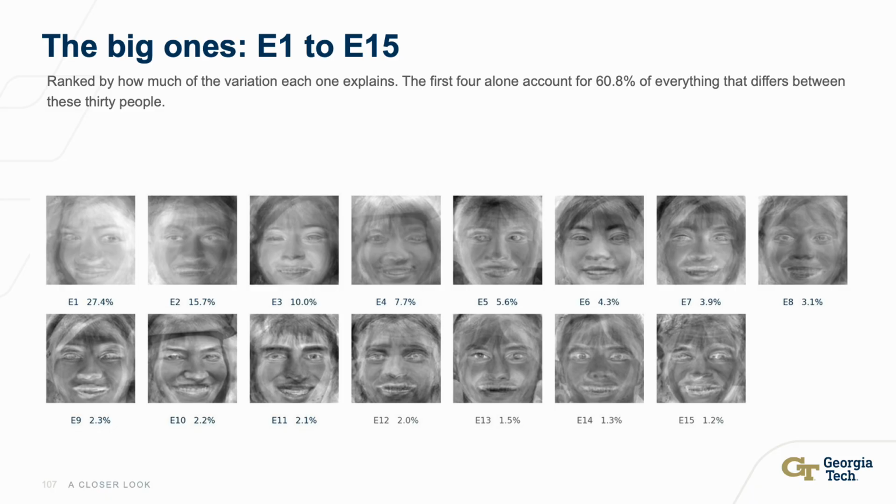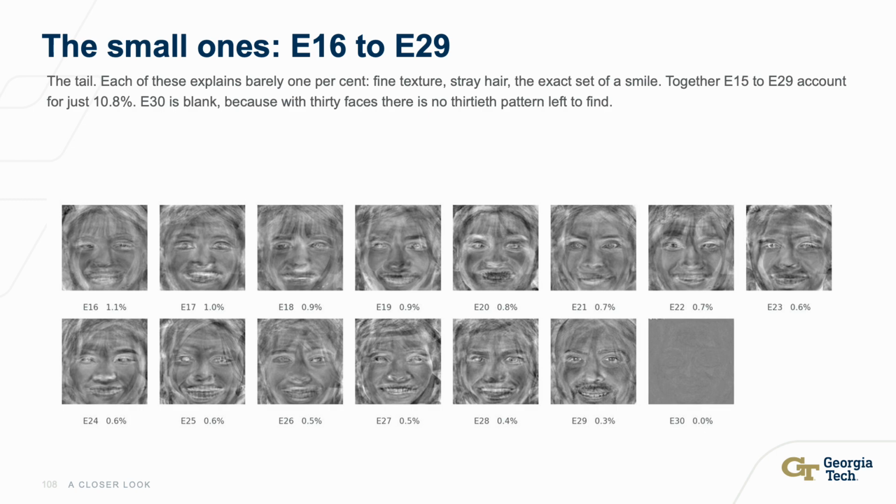Watch them get busier and less face-like as you go down the ranking. The early ones describe broad things like lighting, overall shape. The later ones describe narrower things. And the tail, E16 to E29, each of these explains barely 1%: fine texture, a stray lock of hair, the exact set of a smile. Together, E15 through E29 account for 10.8% of the variation. E30 is blank for the reason we just discussed. With 30 faces, there is no 30th pattern.